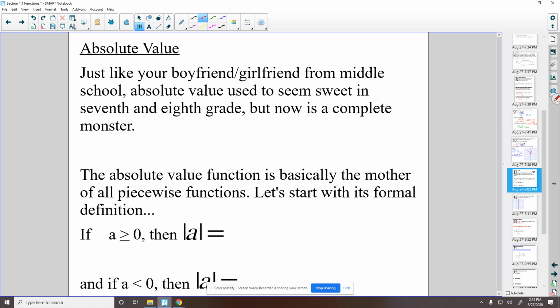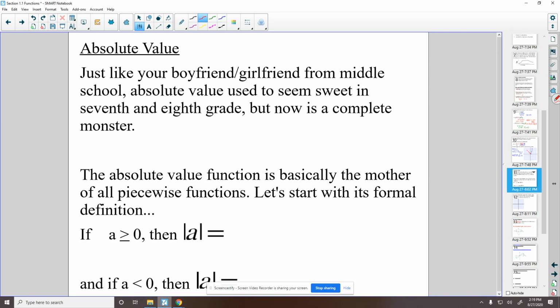Okay, so let's continue part 2. We are talking about absolute value functions because absolute value functions are piecewise functions. They're just usually not thought of in that way. When you were in middle school, you probably thought absolute value functions were the easiest thing to deal with ever, because all you had to do was take the number on the inside and make it positive.